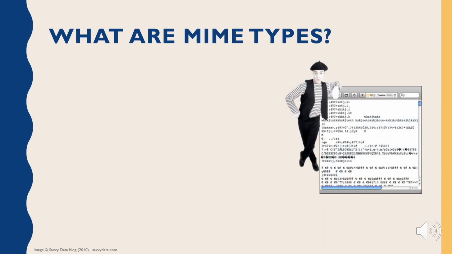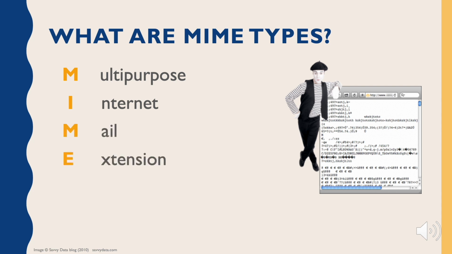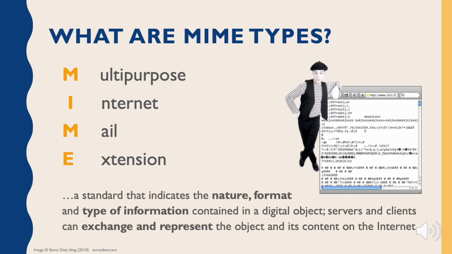First up, what are media or MIME types? Well, you can forget about the beret and striped shirt. MIME stands for Multi-Purpose Internet Mail Extension. They're now more commonly referred to as media types, so we'll call them that too. MIME itself is a standard that indicates the nature, format, and type of information contained within a digital object, which enables servers and clients to exchange and represent the object on the internet.